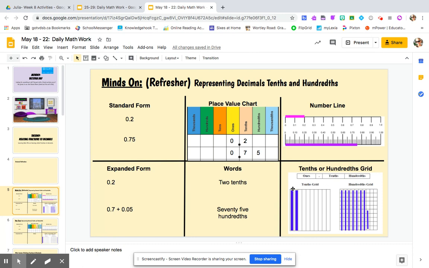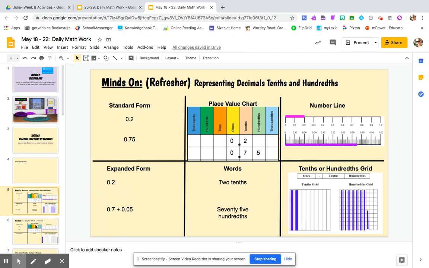So a tenths grid is our big square broken into 10 pieces, and 2 of them would represent 2 tenths. And our hundredths grid is broken into 100 little squares. So we can see here that we've colored in 10, 20, 30, 40, 50, 60, 70, 5 little squares. So that is 75 hundredths.